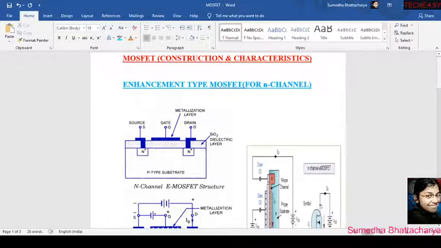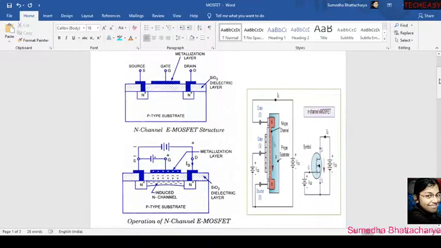So first of all, look at the structure of the N-channel enhancement type MOSFET. What we can see here is one P-type substrate. We can call this the P-type body also. And there are two N-type walls you can see here: there is one N-type wall and there is another N-type wall, right?